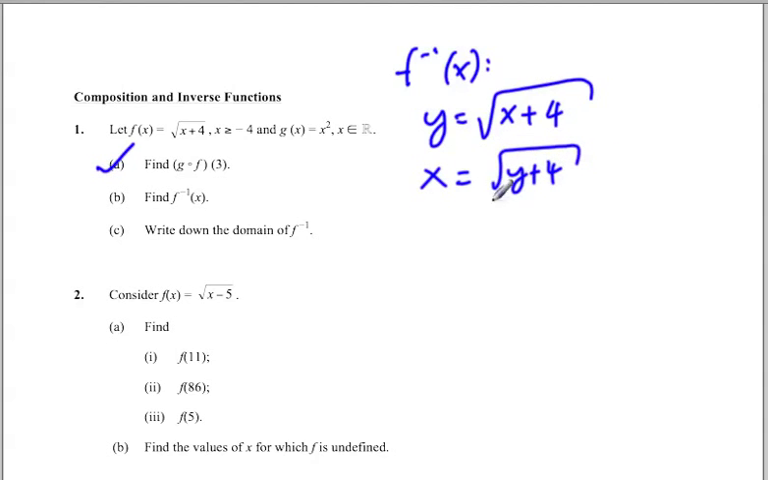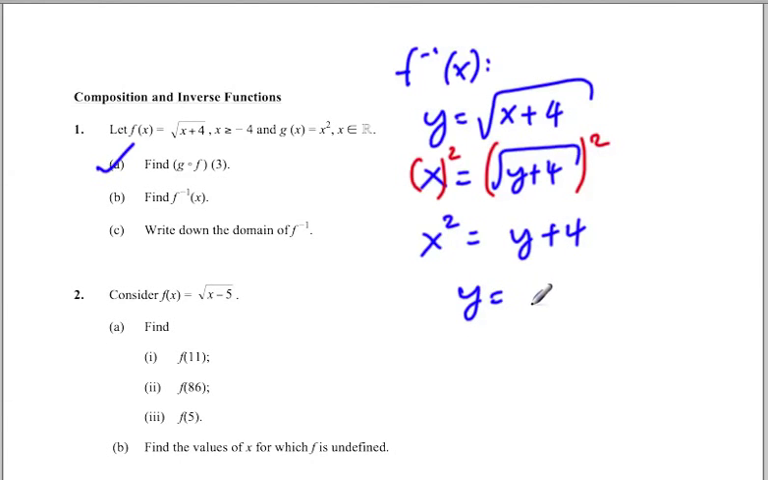And then in order to isolate y, first we have to square the square root, so it becomes x squared is equal to y plus 4. If you didn't understand that, what I did was square both sides, so the square root and the square cancel each other out. Finally, if you isolate y, it's equal to x squared minus 4. So f inverse of x is equal to x squared minus 4. And that's what you get.